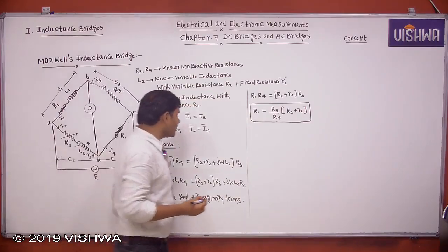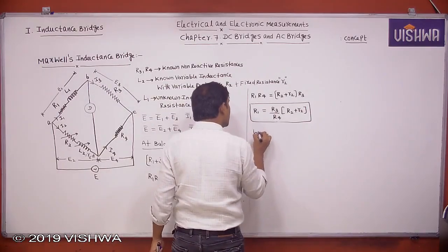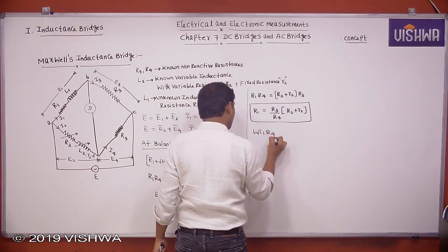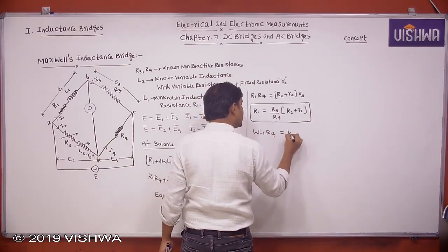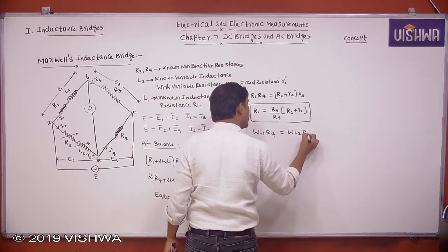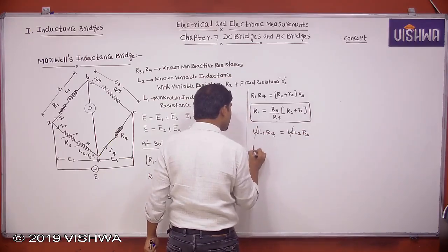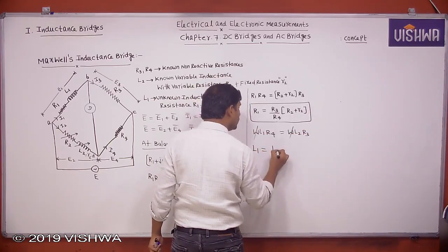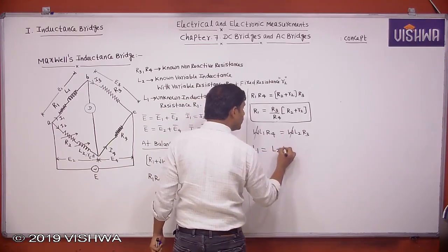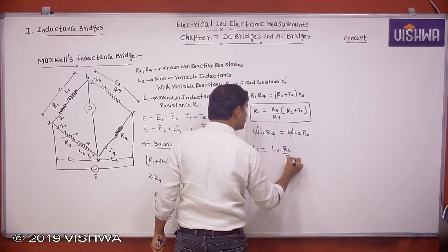Equate imaginary terms. What are the imaginary terms here? Omega L1 R4 equal to omega L2 R3. Omega cancels. Then what is L1 equal to? L2 into R3 by R4.